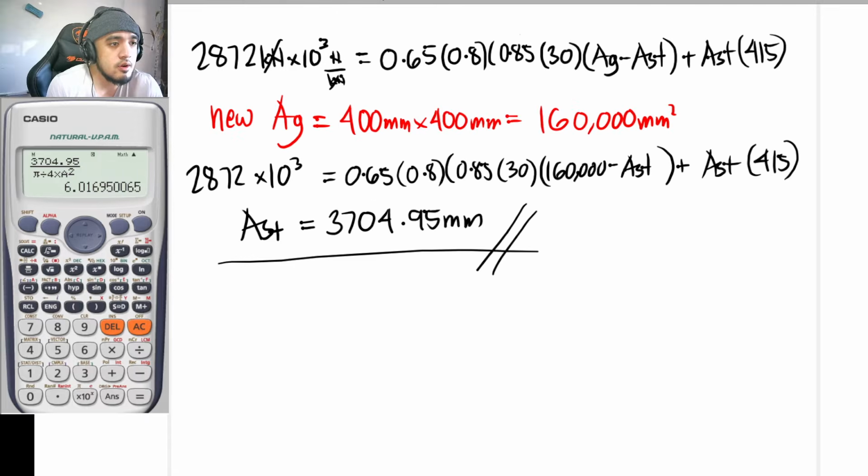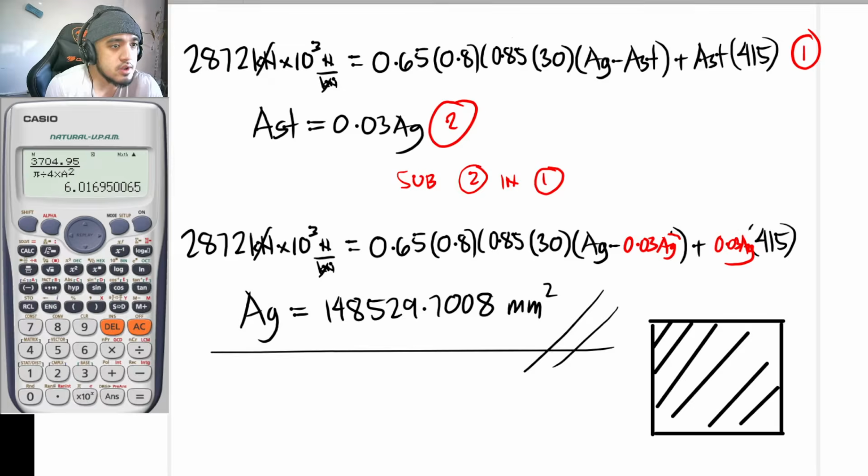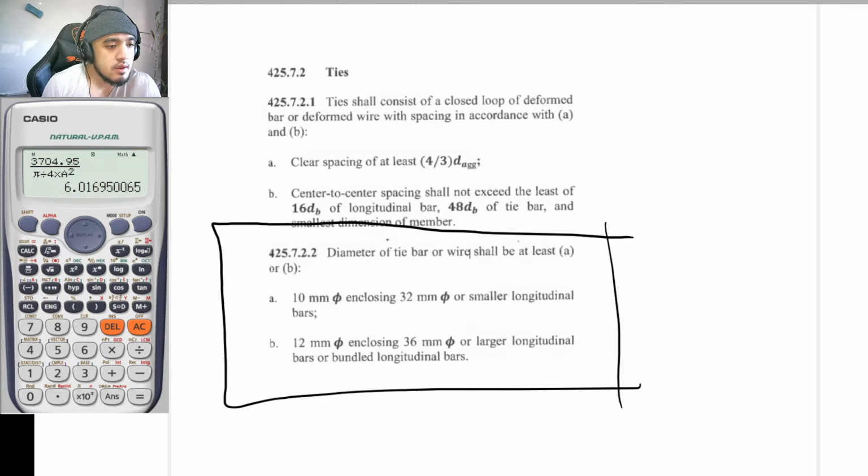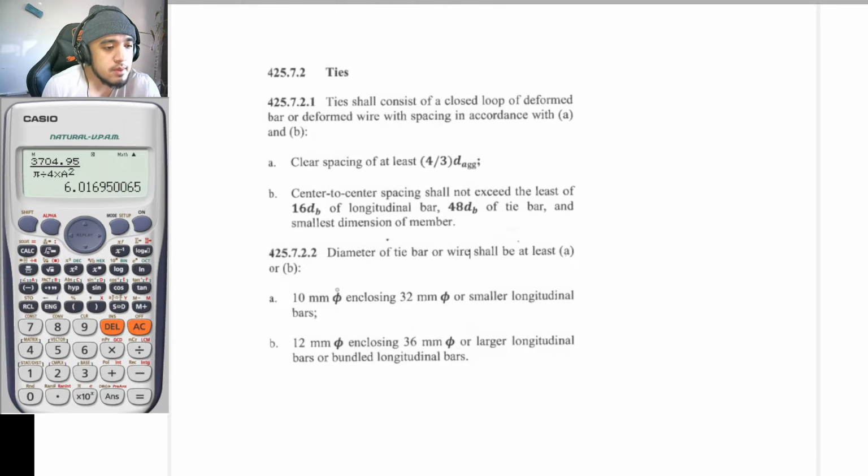Okay, so how can we know? So we have this provision here. So where is it? There. Okay, so it is better, I think, if I would just be writing here. So in this part of the provision of NSCP, we will be making use of a minimum of 10 mm diameter rebar if we have used 32 mm diameter rebar and below for longitudinal bars, and we will be making use of a minimum of 12 mm diameter rebars for our lateral ties if we are enclosing 36 mm diameter rebars and above.